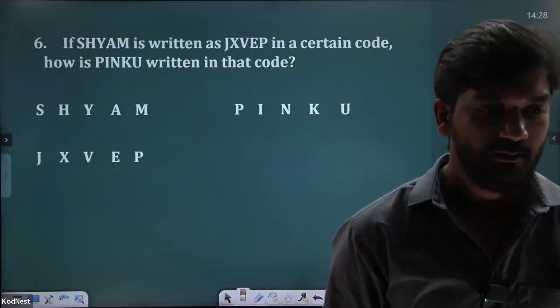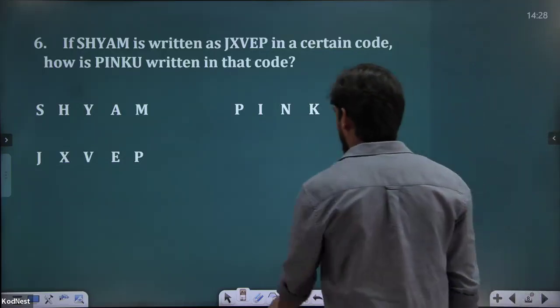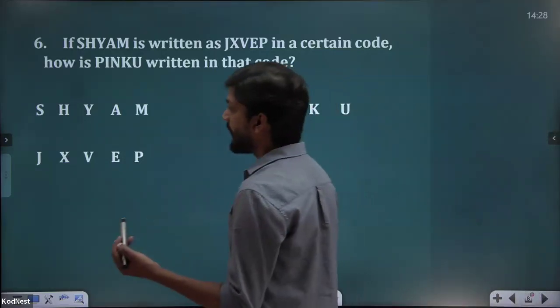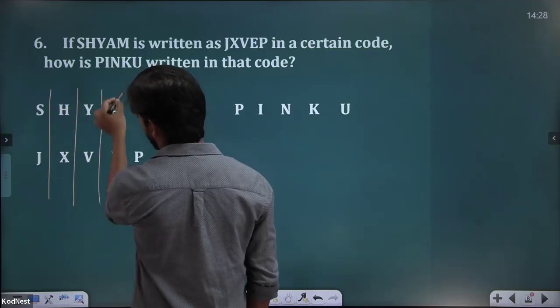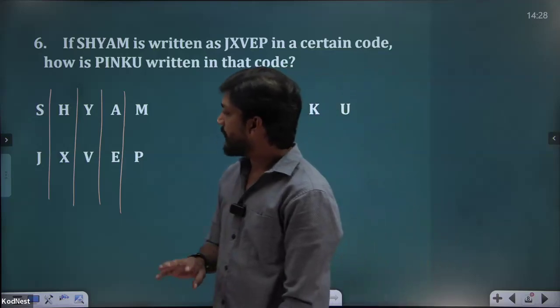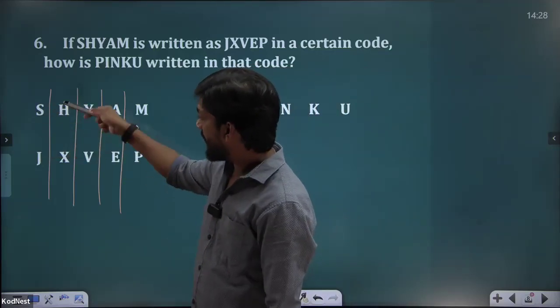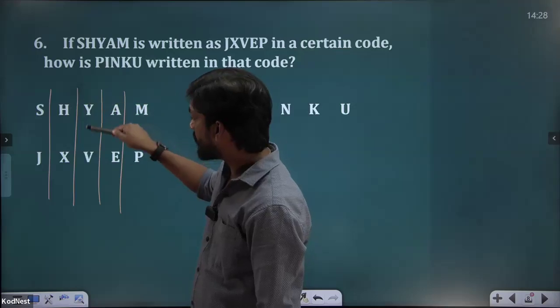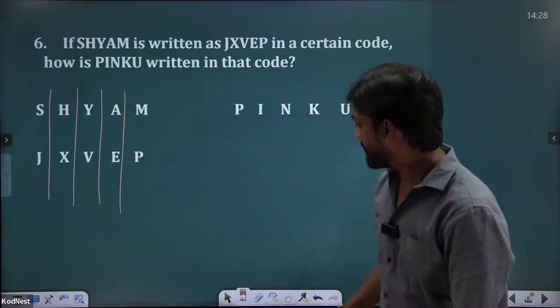Previous letter is 3. All right. Always start with forward pattern first. Always. When you start with forward pattern, you are assuming that S, the code is J, H, the code is X, Y, the code is V. Carefully try to observe and answer.